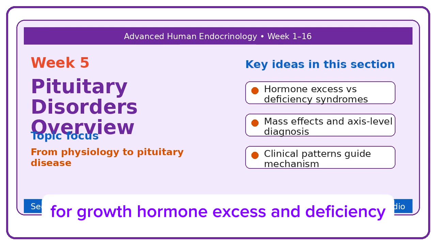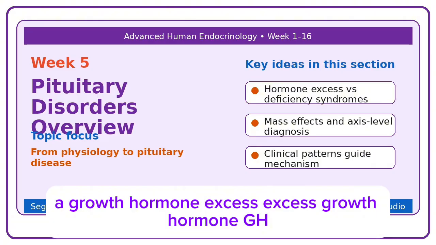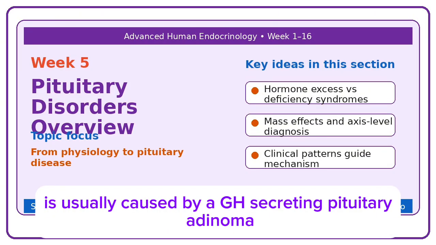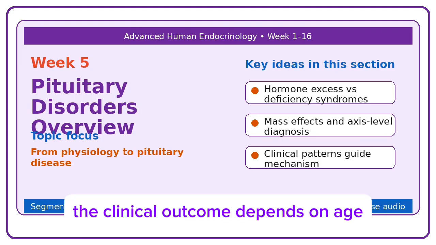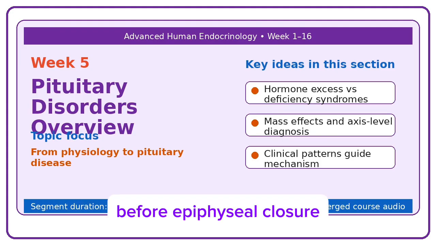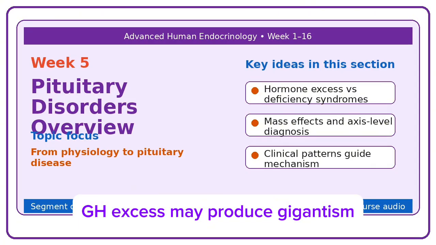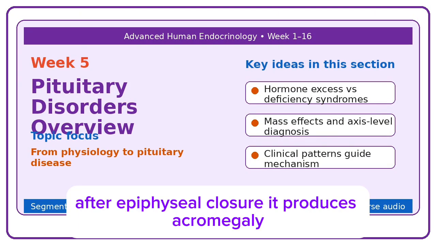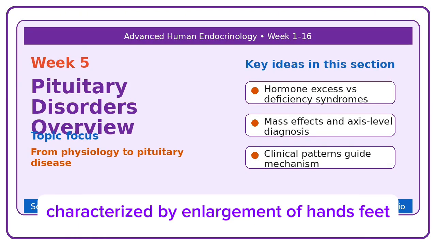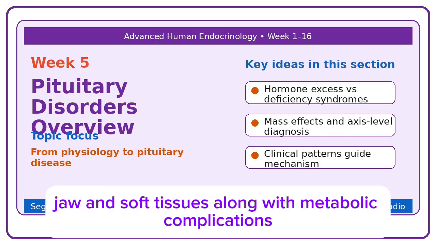4. Growth hormone, excess and deficiency. A. Growth hormone excess. Excess growth hormone, GH, is usually caused by a GH-secreting pituitary adenoma. The clinical outcome depends on age. Before epiphyseal closure, GH excess may produce gigantism. After epiphyseal closure, it produces acromegaly, characterized by enlargement of hands, feet, jaw, and soft tissues, along with metabolic complications.